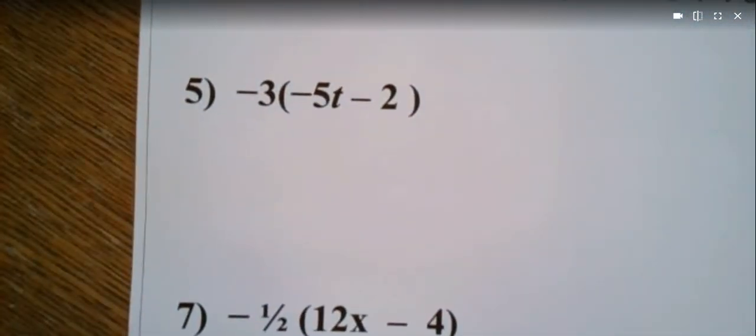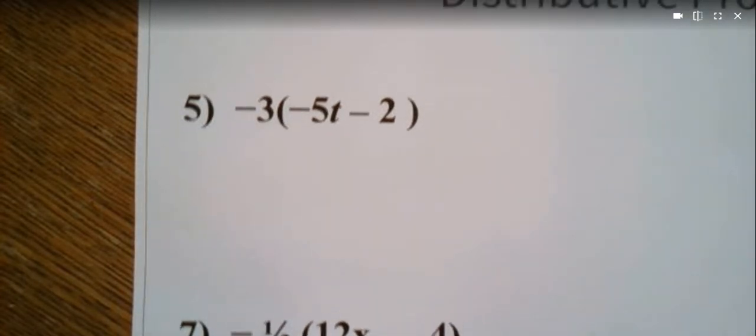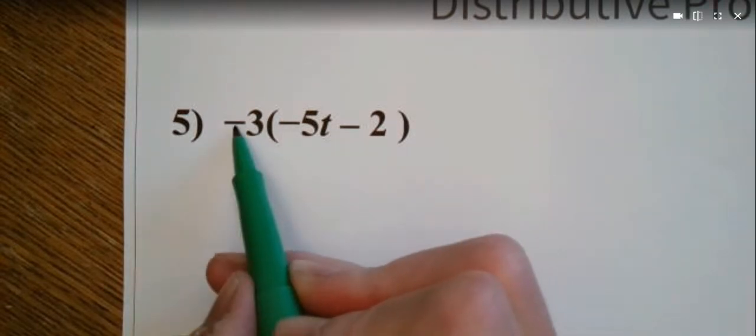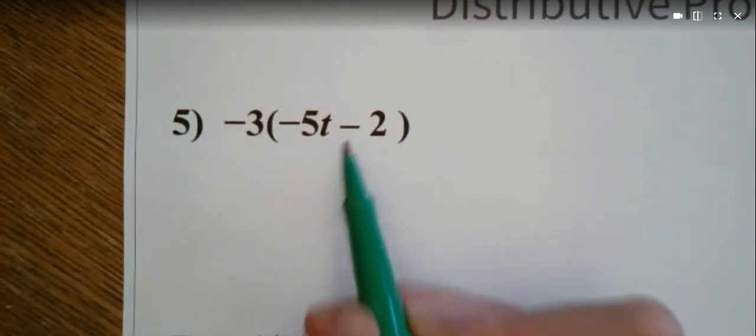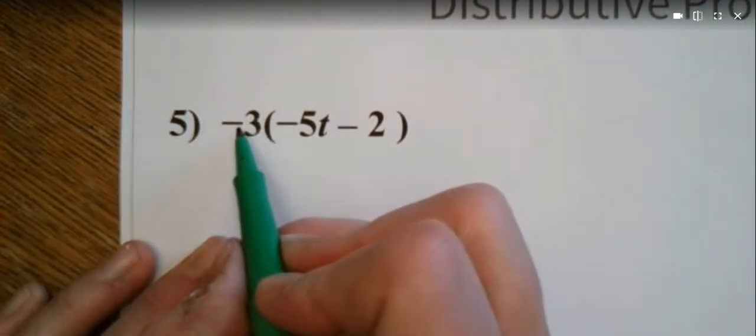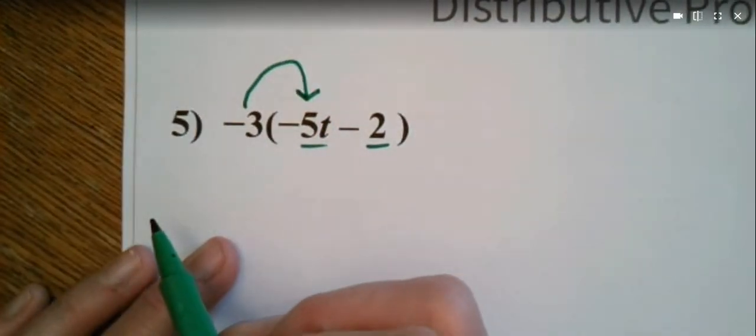Okay, number 5, we're moving fast. I think we're doing all right. Number 5, lots of negatives in there. Everything is negative. Look at the sign in front. Negative 3, negative 5, negative 2. Okay. All right, let's get started. We're going to multiply negative 3 by both terms inside the parentheses. Negative 3 times negative 5t.